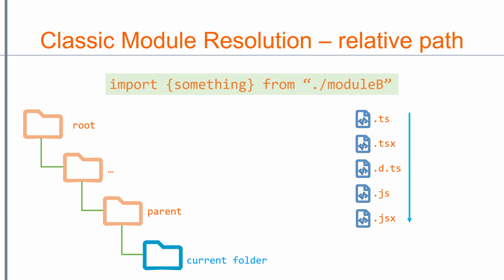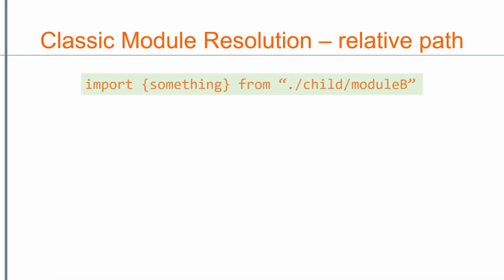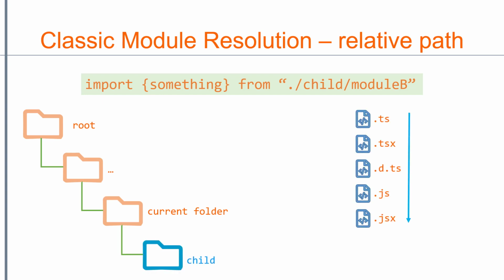If no TypeScript file is found, it looks for a JavaScript file called module B. When searching for a JavaScript file, it looks for a JS file first and then JSX. JSX is the JavaScript version of TSX used by React projects. Here is another example where module B is loaded from a folder called child present in the current folder. So the compiler starts searching for the module B TypeScript file first and then the JavaScript file, but this time inside the child folder.